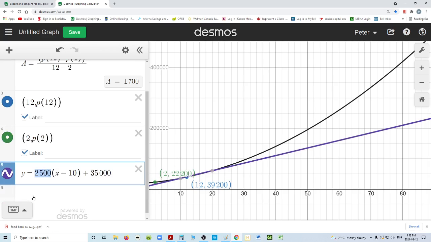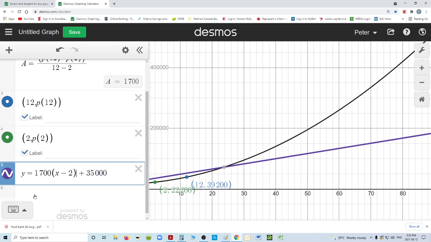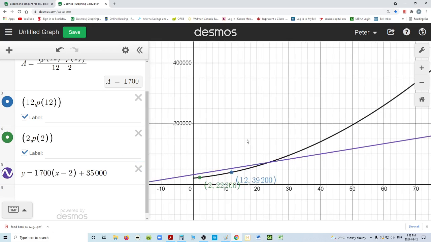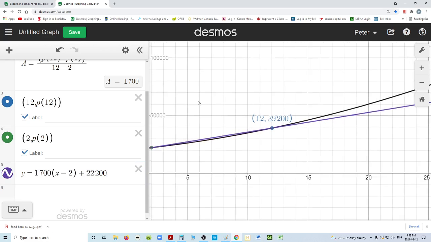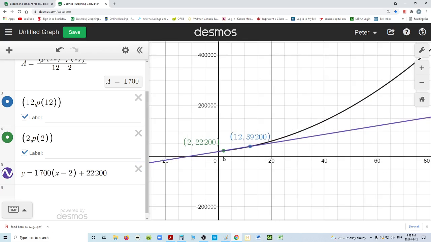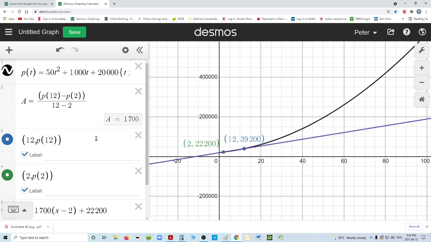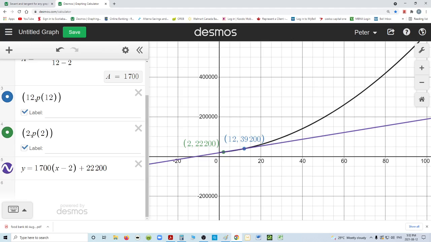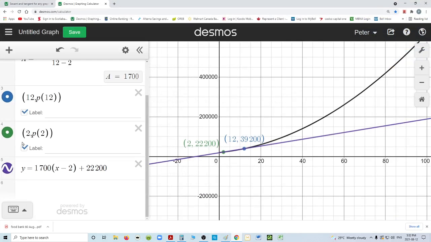Now I have to adjust: my new slope is 1,700, and my new x adjustment is 2, and I also had to look at it's 22,200 there, so I've got to add 22,200, and boom, now I have a secant line that goes through those two points to show me roughly what the slope looks like between those two years. The average rate of change over those 10 years is slower than over the 10 years between 2010 and 2020. Then this wants a 10-year span between 2015 and 2005, so that's year 15 and year 5.